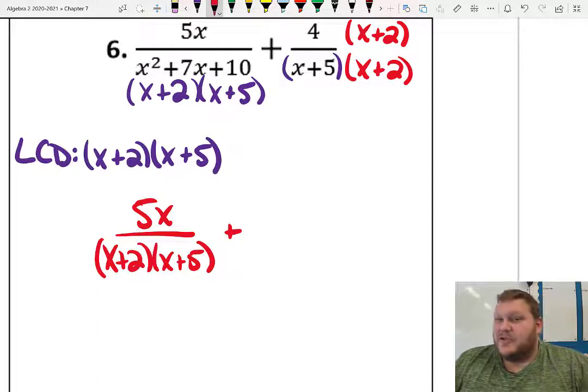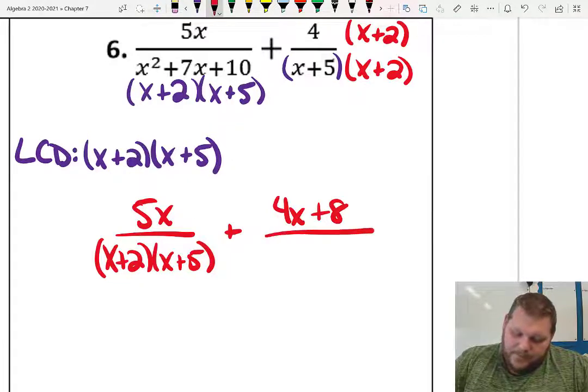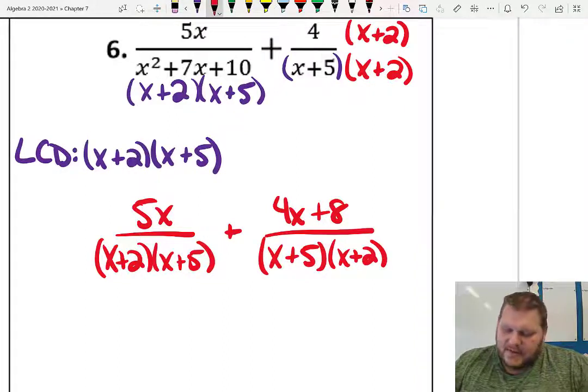Plus, I'm going to go ahead and distribute. 4 times x is 4x. 4 times 2 is 8. And that's all over, I leave these factored out, x plus 5, x plus 2, which order doesn't really matter here. You can see I switched around.